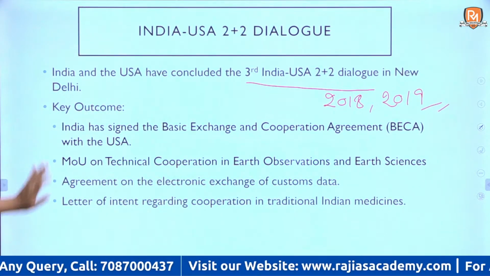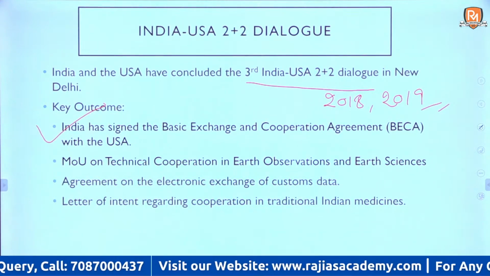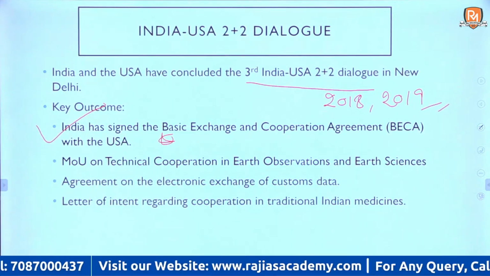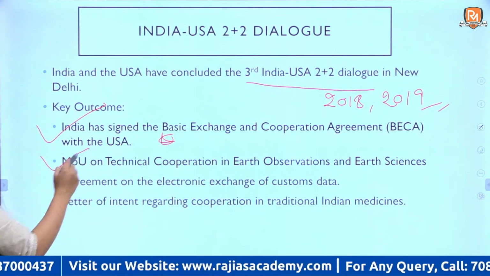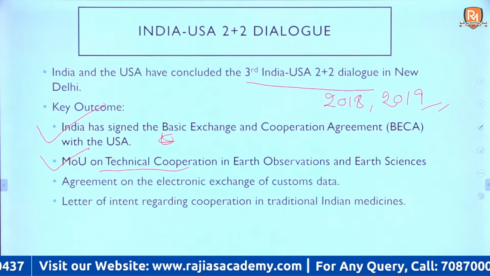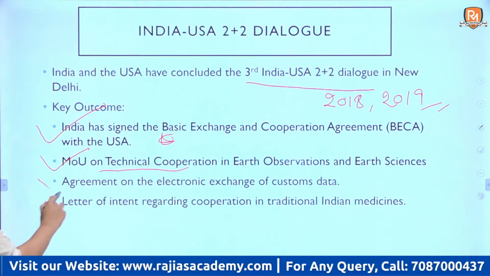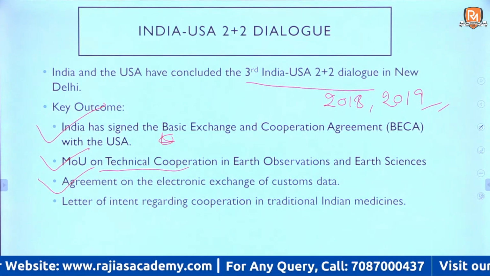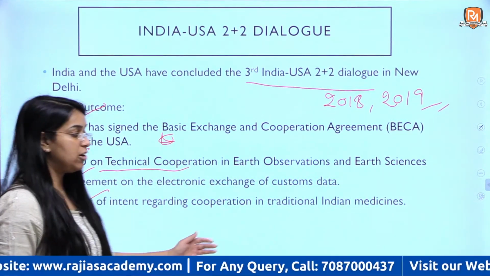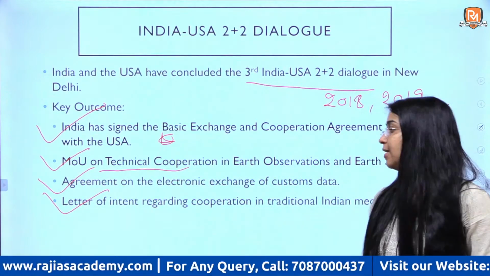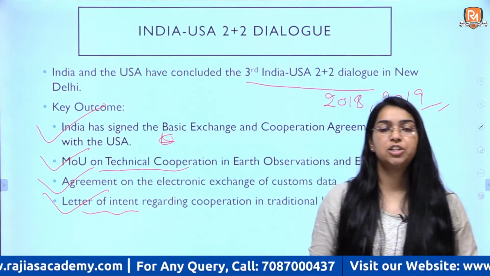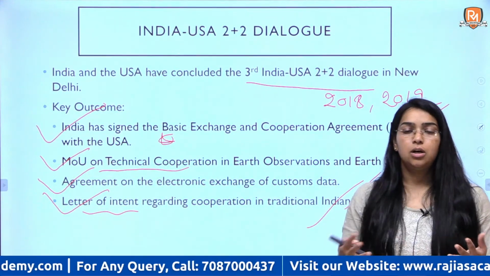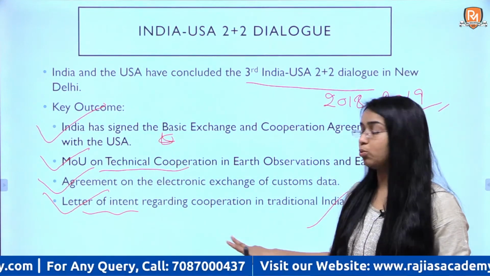सो इसके आउटकम्स क्या हैं? सबसे पहले तो इंडिया हैज साइंड बेका, बेसिक एक्सचेंज एंड कोऑपरेशन अग्रीमेंट. इसके बारे में डिटेल में आगे डिस्कस करते हैं, पहले सारे पॉइंट्स देख लें, राइट? देन अर्थ ऑब्जर्वेशन और अर्थ साइंसेज में टेक्निकल कोऑपरेशन के लिए एमओयू साइन किया गया है, राइट? देन कस्टम्स डाटा को इलेक्ट्रॉनिक फॉर्म में एक्सचेंज करने के लिए अग्रीमेंट दिया गया है. और इंडियन ट्रेडिशनल मेडिसिन में दे विल कोऑपरेट, इसके लिए इंटेंशन शो की गई है. लेटर ऑफ इंटेंट यही होता है कि in future the 2 countries will work in this area, right? So these are broadly the 4 agreements that were signed in this 2+2 dialogue.